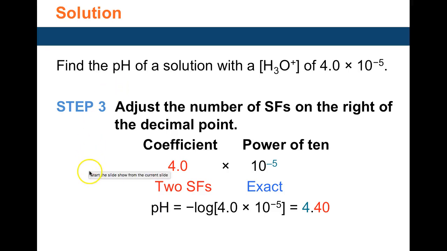All right. So we'll continue with these pH problems. When the H3O plus was 4.0 times 10 to the negative 5, you plug that into the formula and take the negative log of that. The number of sig figs should be 2 sig figs after the decimal point, so that gives you 4.40 as the pH of that solution.